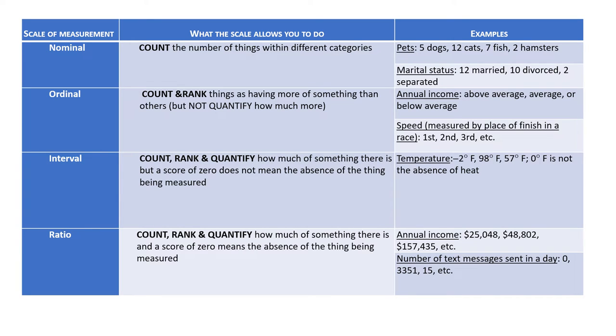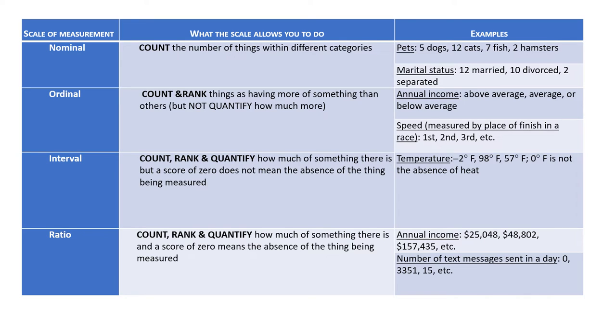The only thing it allows you to do is count the number of things within different categories. So, for example, if I asked a whole bunch of people, what type of pet do you have? And then I would tally how many people said dog, how many said cat, how many said fish, how many said hamster. Really, all I'm doing is putting people into a category and then counting the number of people in that category.